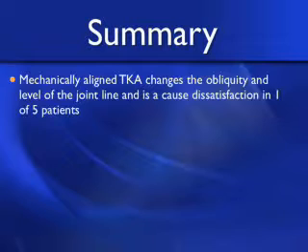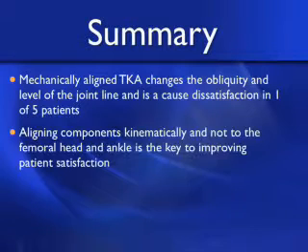So in summary, mechanically aligned total knee arthroplasty, by referencing the femoral head and the ankle, because of the change and variability in the shape of the femur and tibia, changes the distal obliquity of the joint line from normal and causes a dissatisfaction in 1 out of 5 patients with mechanically aligned total knee arthroplasty. Aligning the components kinematically and not to the femoral head and ankle in our clinical experience is the key to improving patient satisfaction and stability and motion to the knee.